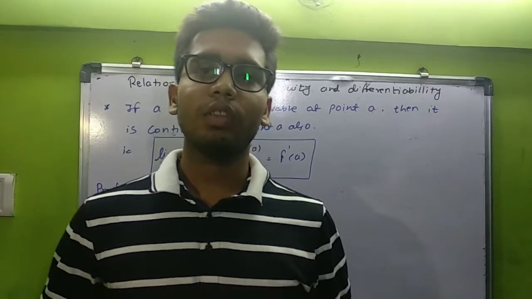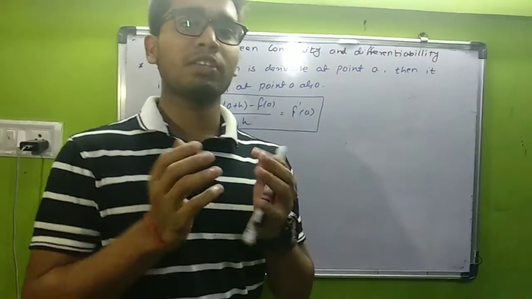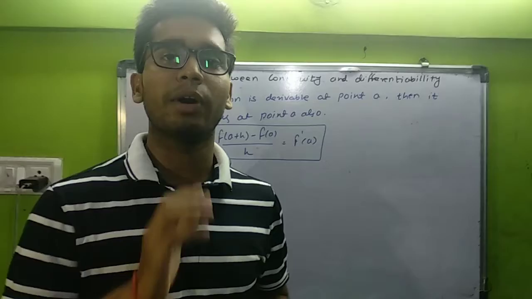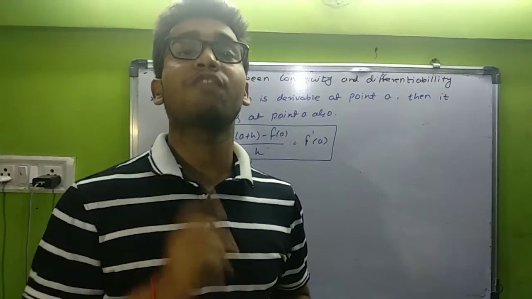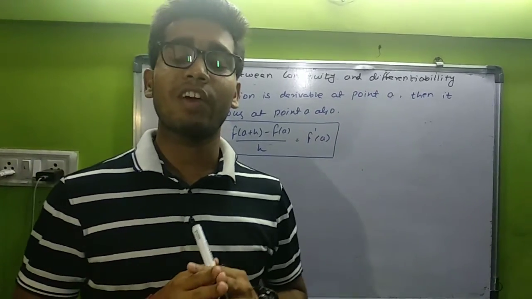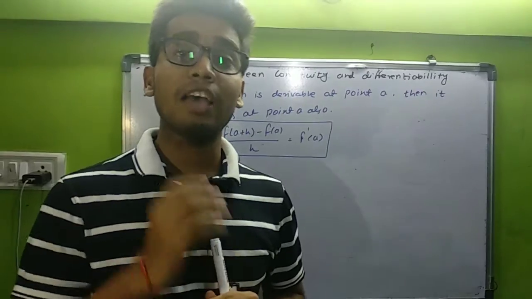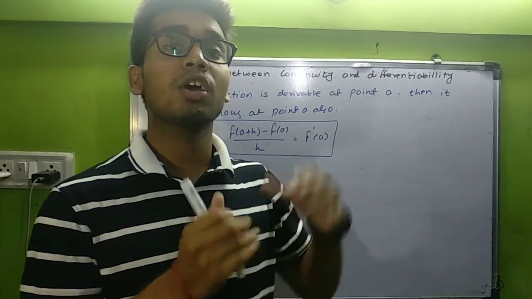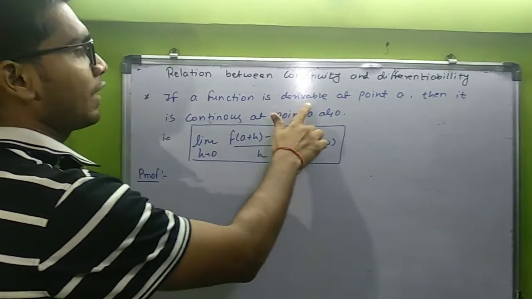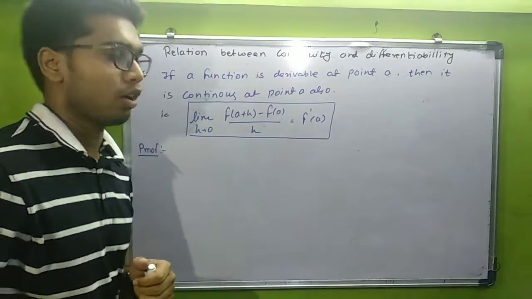So see, if any function is derivable, for example, let's take any function and that function is differentiable at that particular point, that means that function is going to be continuous as well. इसका मतलब ये है कि अगर कोई भी function differentiable है किसी point पे, that means it has to be continuous. वो continuous होगा तभी वो differentiable हो पा रहा है. So if a function is derivable at point A, then it is continuous at point A also.